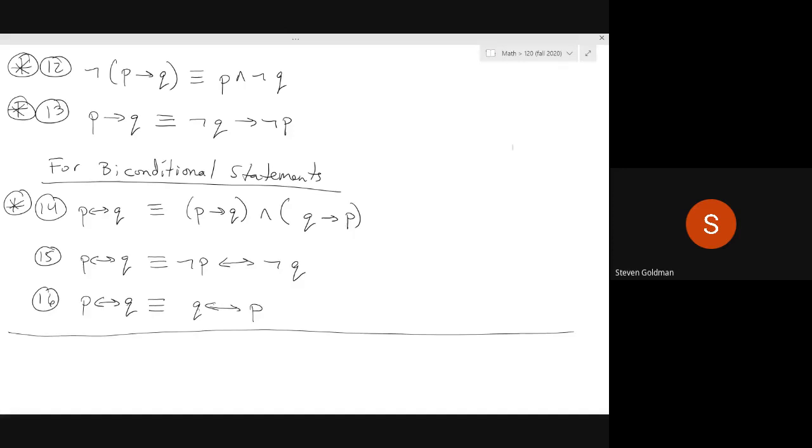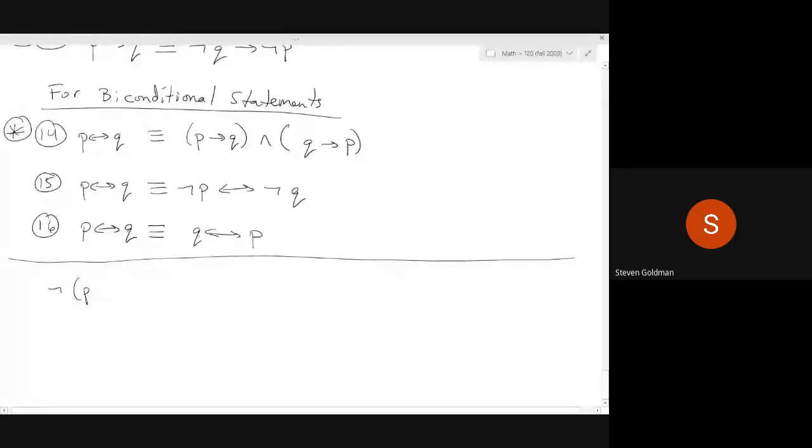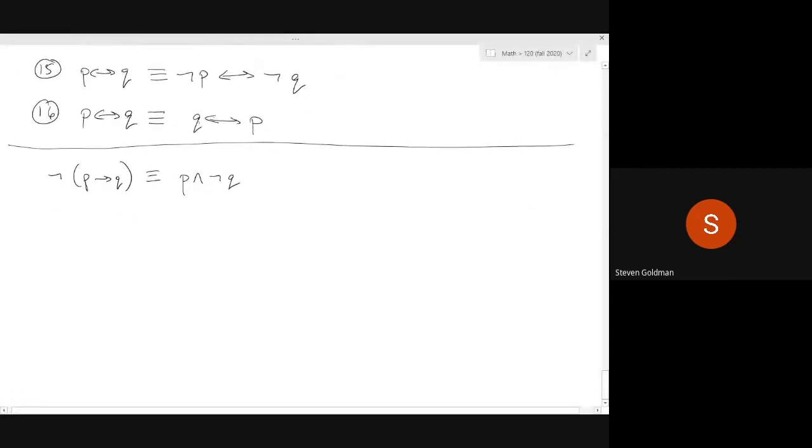Now, all of these equivalences, all of these laws that I gave you on this table, can all be proven to be logically equivalent using truth tables. So, for example, let's prove number 12 using a truth table. Let's prove that the negation of if P then Q is equivalent to P and not Q.